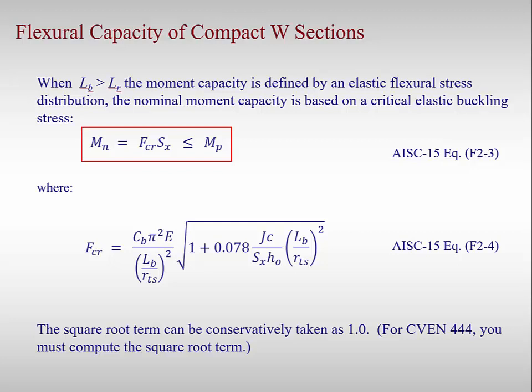capacity. Note that the square root term in equation F2-4 can be conservatively taken as 1 to simplify the calculation. A word of caution, though, is that this may result in the use of a much heavier beam section. In this course, we will not take this shortcut.